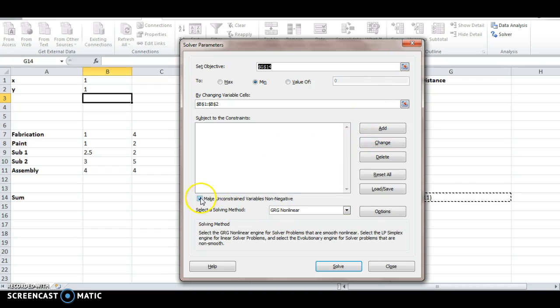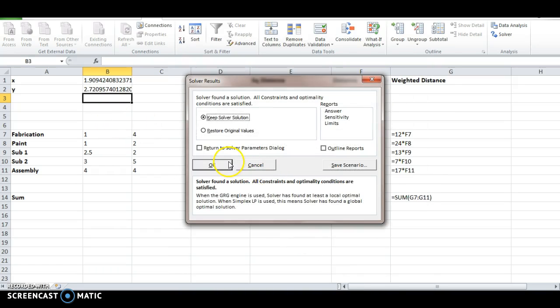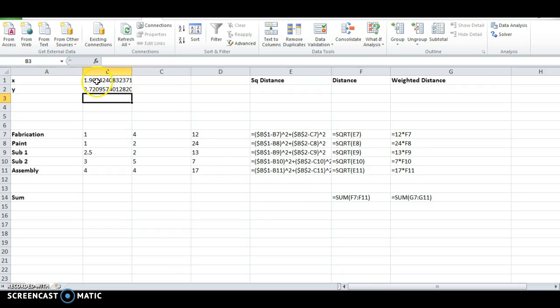So I unchecked this box because I thought maybe it's okay for the variables to be negative. It would just indicate a position left of the y-axis or below the x-axis. So then I click solve, and it finds a solution. All constraints and optimality conditions satisfied. So there we have it. And we can enter those values and see that we get the correct answer.